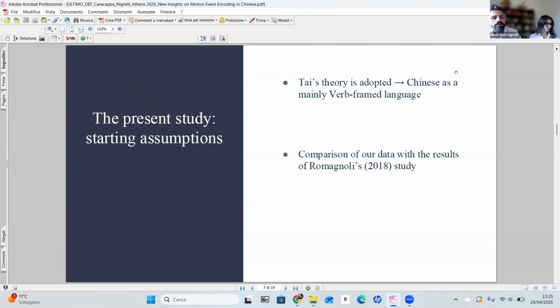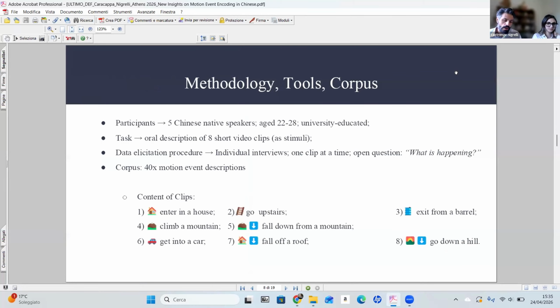In the present study, Tai's theory is adopted as a starting point, according to which Chinese is primarily a verb-framed language, although it shows a significant structural variability in the expression of motion, as we will show by comparing our data to the results of Romagnoli's study. The present study is based on an analysis conducted on the oral productions of 5 Chinese native speakers.